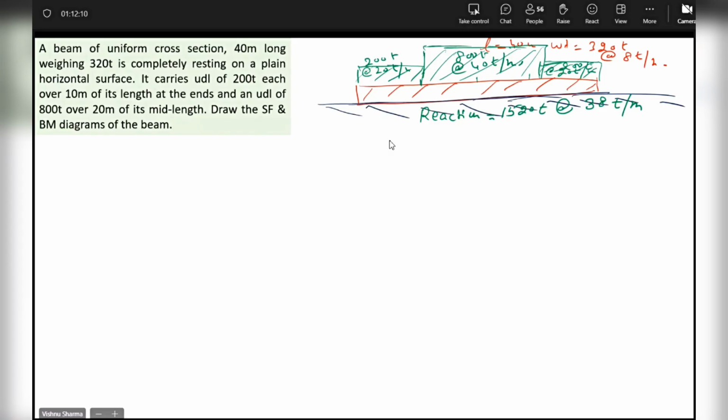Reaction will be 1520 tons at the rate of 38 tons per meter. Have I done the reaction part correct? Please check on the calculators. Yes, sir. Anybody has any questions on the diagram until now?